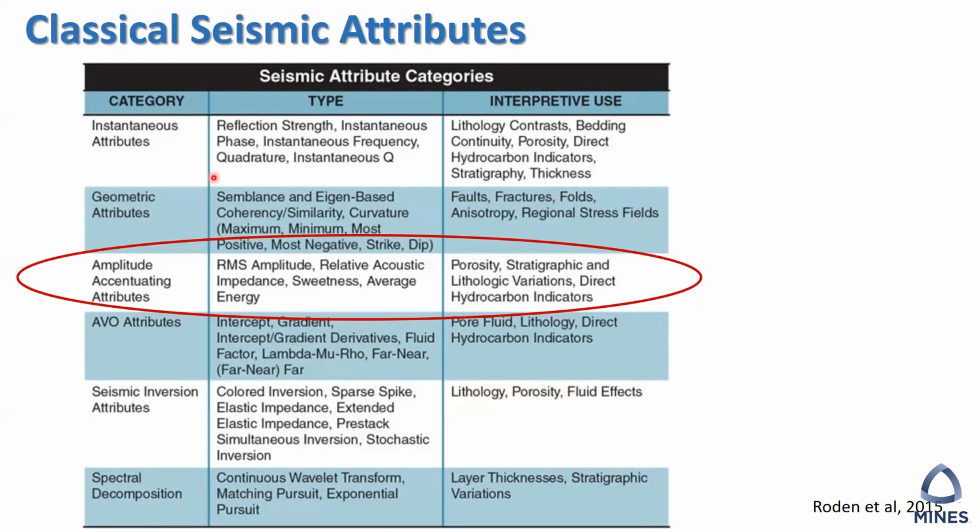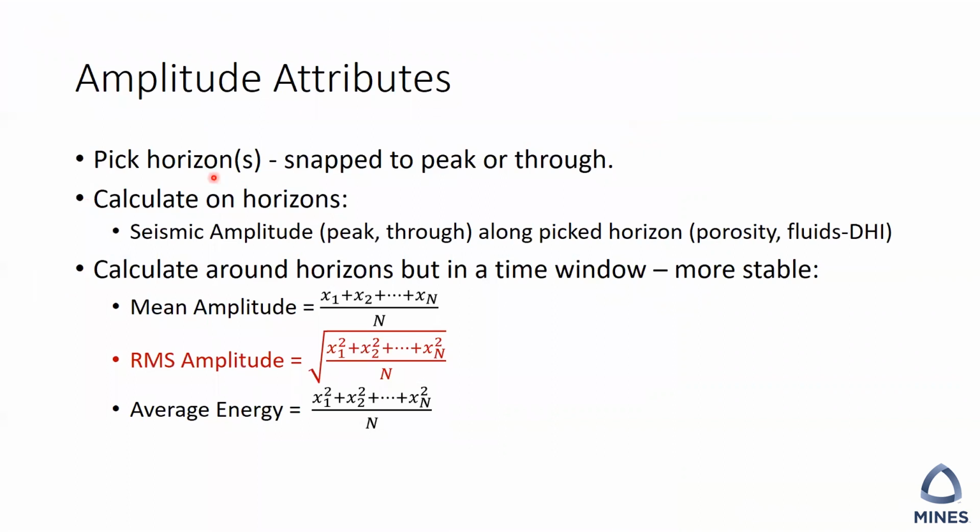accentuating attributes. These are similar to the instantaneous attributes, except instead of running at one time step, or instantaneously, we're actually running these attributes in a window and summing those values. If you have a horizon that you picked in your project, you can define a window around your horizon, and you can sum the amplitudes in that window. If you want to compute, for example, the mean amplitude, you could sum n amplitude values and divide by the number that you summed. Or you can compute the RMS amplitude, which is squaring the amplitude, summing, and then square rooting it, or the average energy, which is squaring, summing, and then dividing by n, as you can see here.